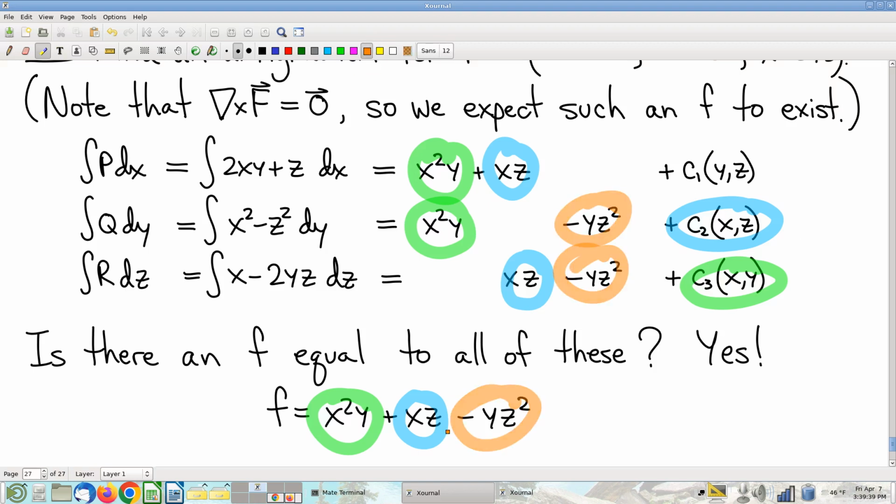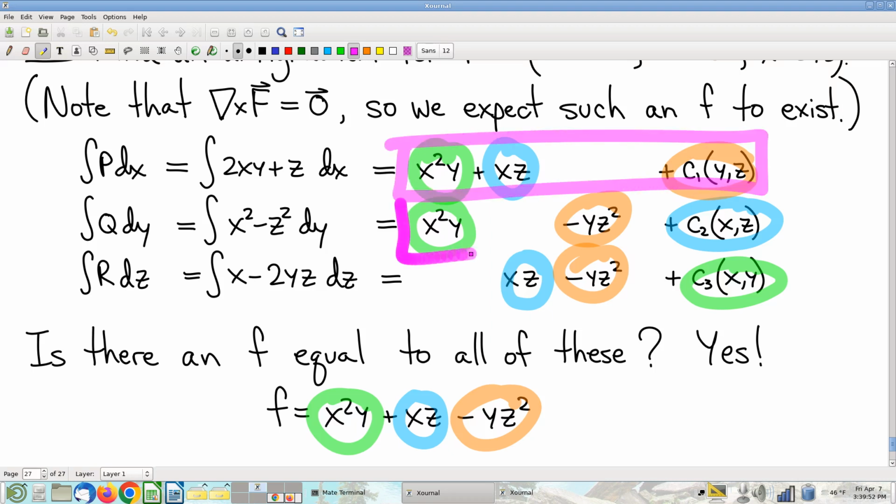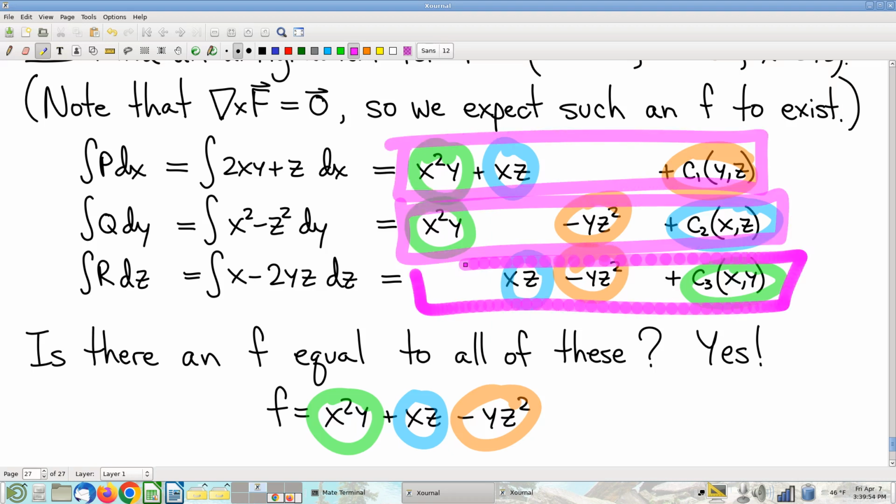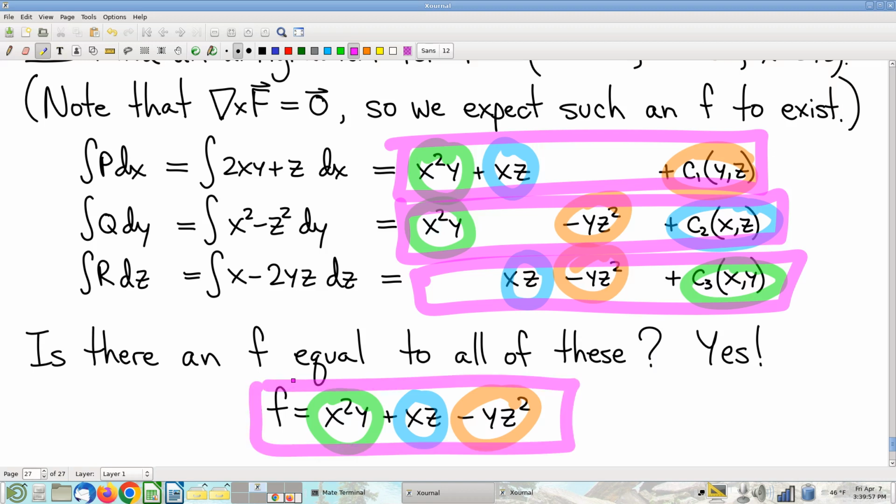Lastly, minus yz squared. I feel like I'm going to need a minus yz squared here. There is no minus yz squared here. Oh yeah, well, you know what? Yes, there is. There it is. We can just let that be minus yz squared. And notice, as required, all three of these lines are equal to each other now. They're all equal to this. And so this is my anti-gradient.